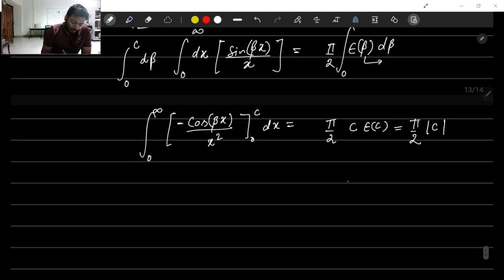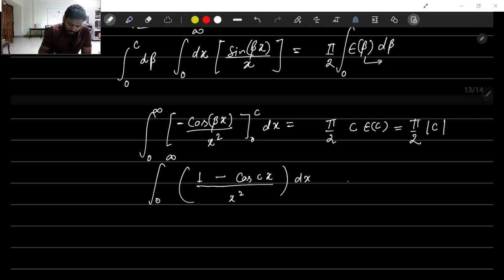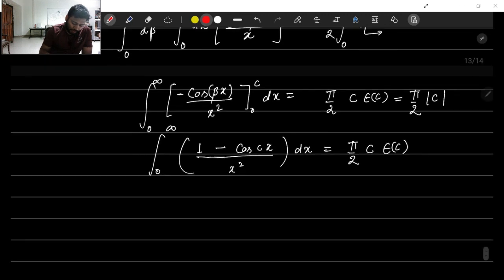So here we are going to put the limit for beta, and since there is a minus sign, we can change the order of the limit. So let us put first beta equals 0, then 1, then we will put cos cx divided by x square. This is the integration from 0 to infinity dx, equal to pi by 2 c epsilon of c. So are you clear about this? So we found another form of the Dirichlet integral.